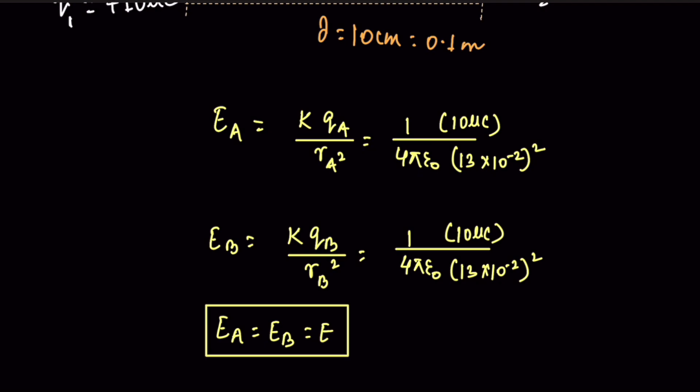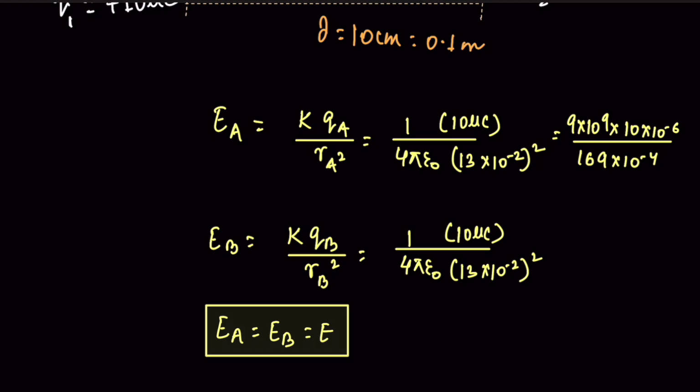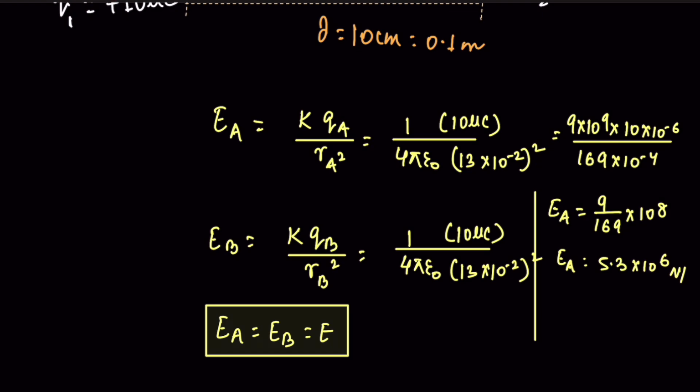So let's solve any one of them to get the value of EA. We can write it as 9 into 10 to the power 9, into 10 into 10 to the power minus 6, divided by 169 into 10 to the power minus 4. From here we can say that EA is equal to 9 upon 169 into 10 to the power 8. So EA is equal to 5.3 into 10 to the power 6 Newton per coulomb. So we get the value of electric field as 5.3 into 10 to the power 6 Newton per coulomb.